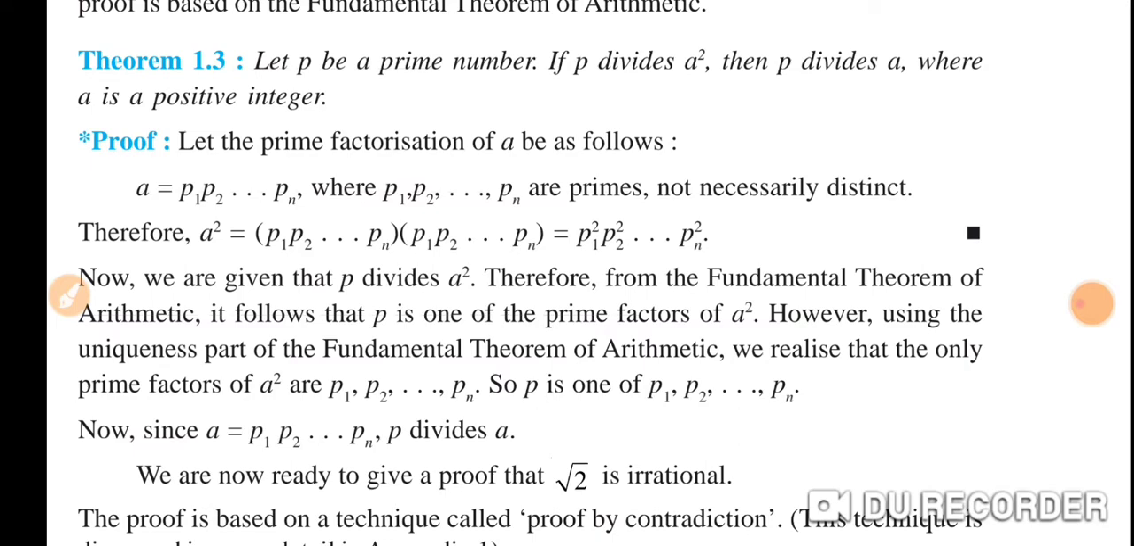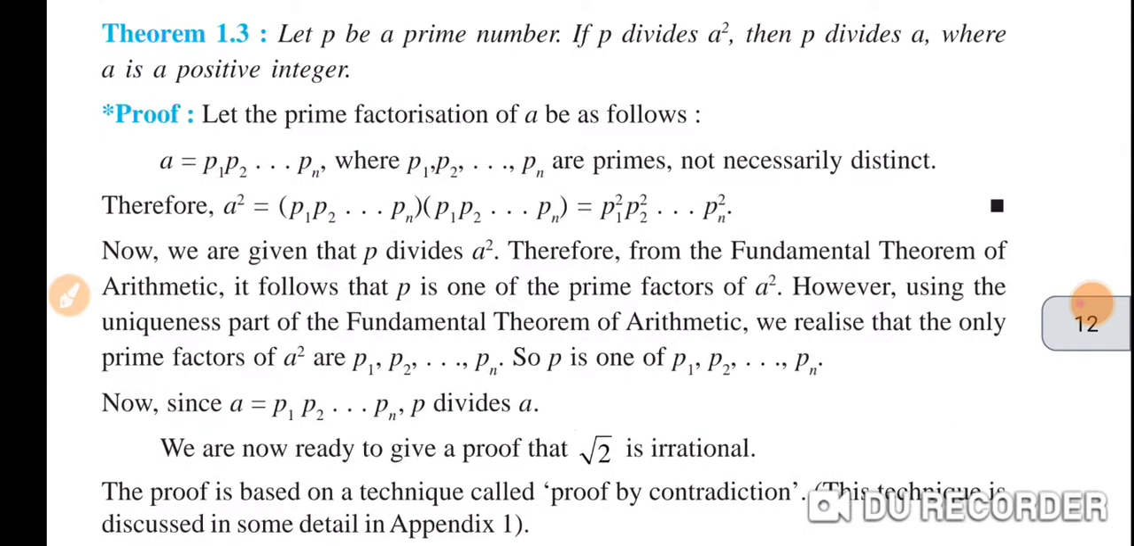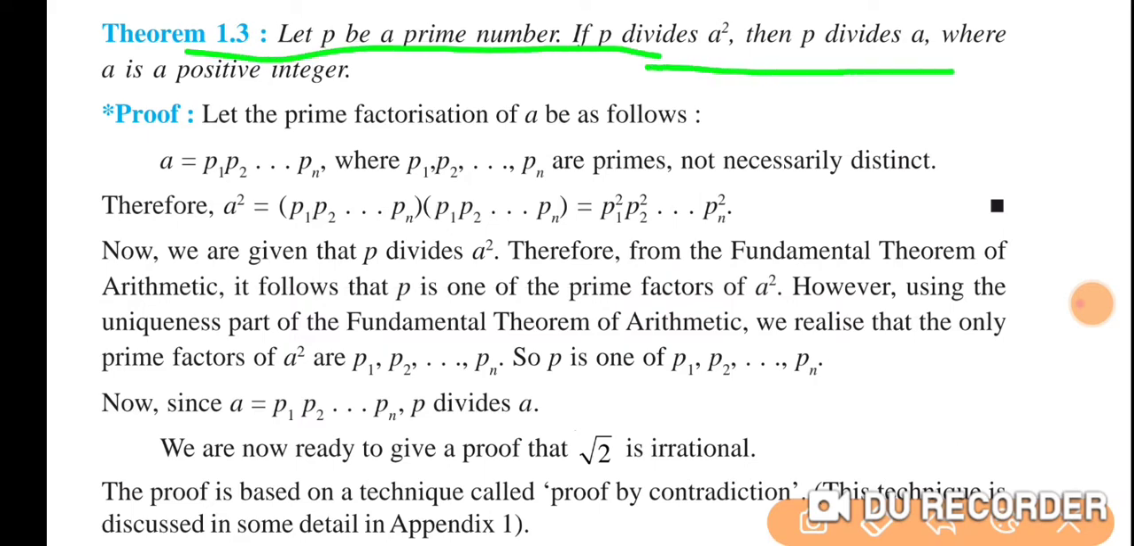There we learned about marking root 2, root 5, root 13 on the number line. Remember or not? Now this year we'll try to prove that numbers are irrational. For that, you are given a theorem. The theorem is: let P be a prime number, and if P divides A square, then P divides A, where A is a positive integer.